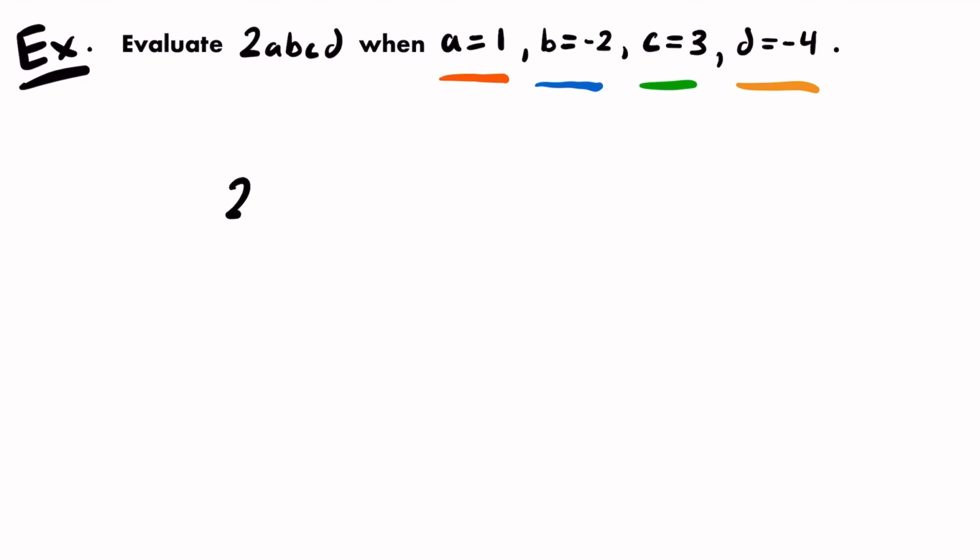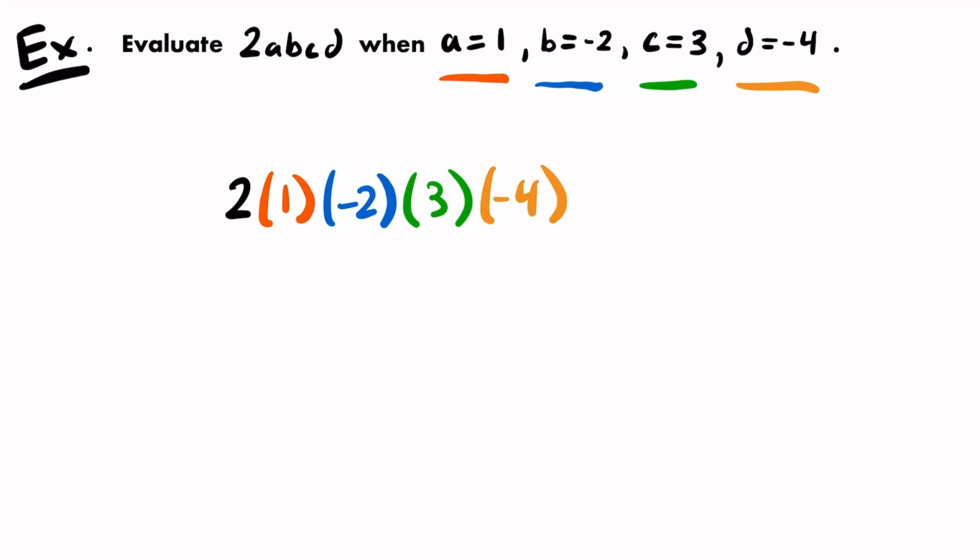So what we will have here is 2 multiplied by a, so we have times 1, and that will be multiplied by b, which is -2, so we're multiplying by -2. Then we multiply by c, which is +3, so multiply by 3. And then finally, you want to multiply by d, which is -4. So we're multiplying by -4.